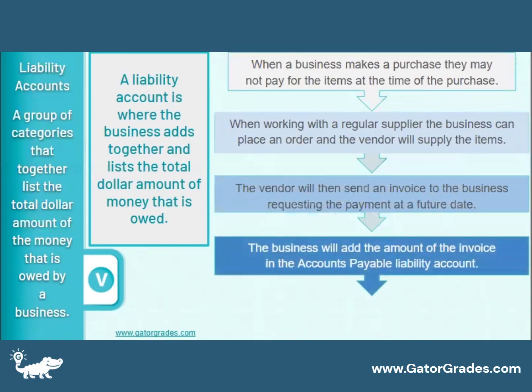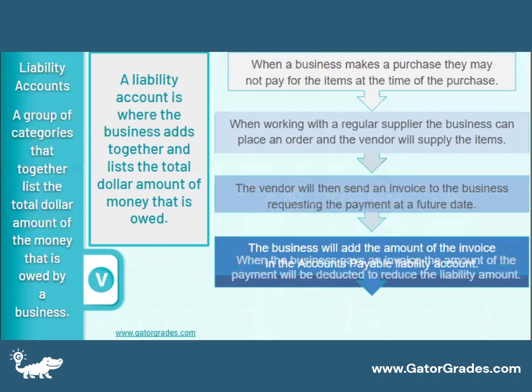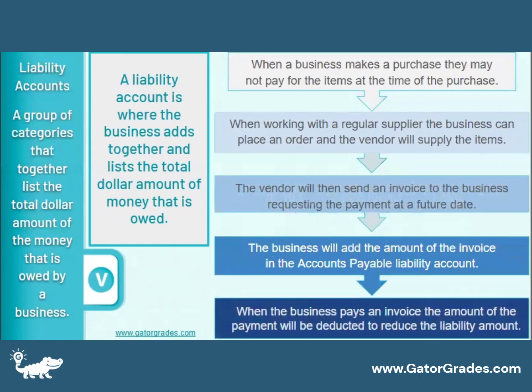Since the business owes the money, it is listed in the accounts payable account as a liability. When they pay an invoice, the amount of the payment made will be deducted and the liability account will have a lower balance. For example, if a business lists $100 in the accounts payable account and makes a $30 payment, the accounts payable account balance will then be equal to $70.